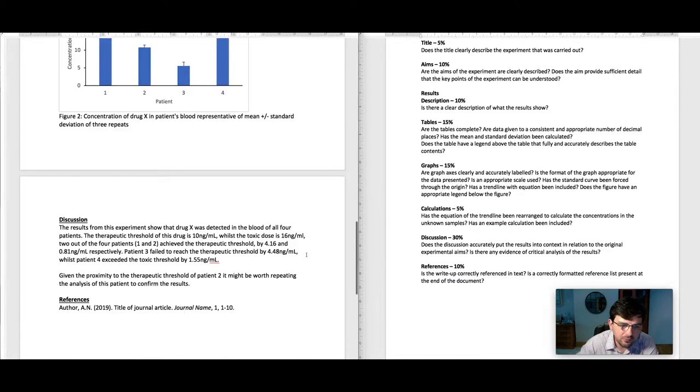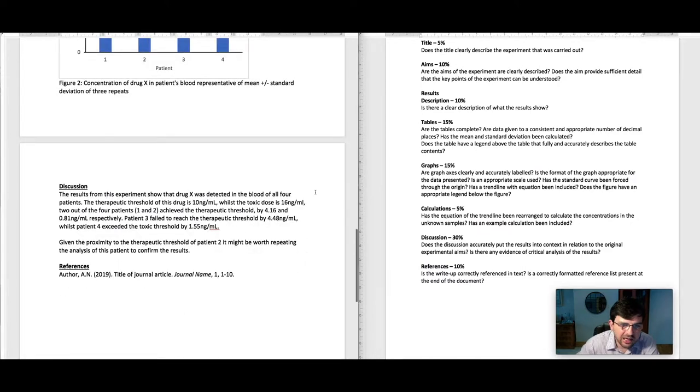When we come to the discussion, we have a nice clear description of what the data actually shows with values. So we have the therapeutic threshold reiterated to us at 10 nanograms per mil with the toxic dose at 16. So it reminds us what the original aims of the experiment were. So this links the discussion back to the aims.